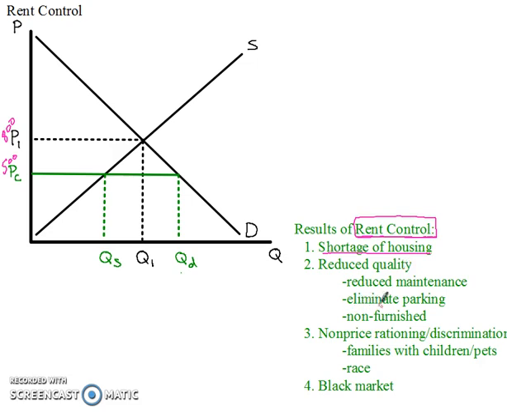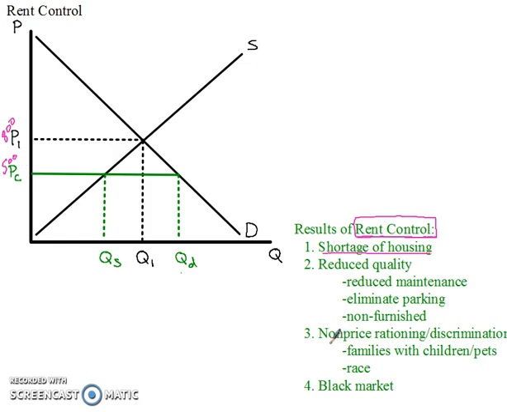They might eliminate parking, or they used to provide parking and now they're not going to. Maybe they'll even charge you for parking your car in their parking lot. Maybe they used to be partially furnished. They used to provide a refrigerator and a stove and maybe a couch, and now they don't anymore. Now it'll become a non-furnished apartment because they can only get $500 a month, or whatever the price ceiling is. They have to cut some things in order to make a profit.